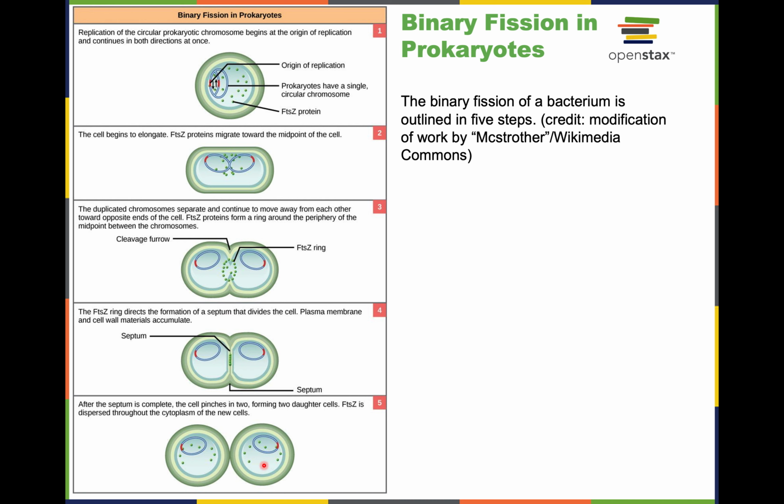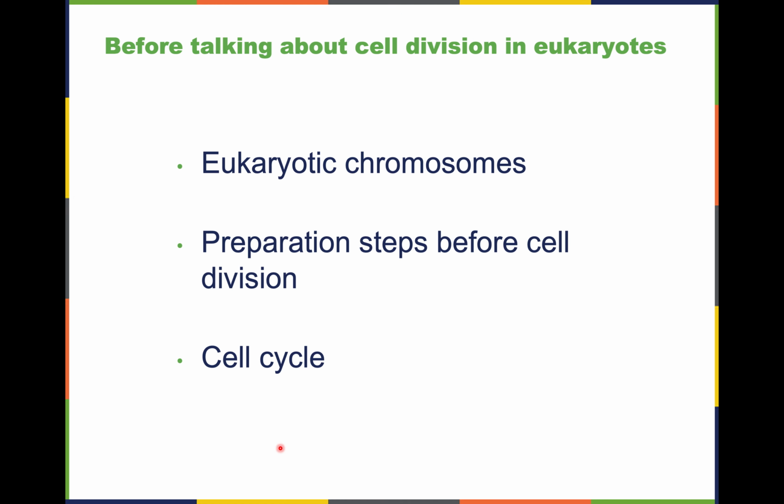splits into two. So these two cells are identical to the parent cell, and their genes are identical. They're identical in every way. So you could say that's asexual reproduction. So relatively, it's pretty simple.